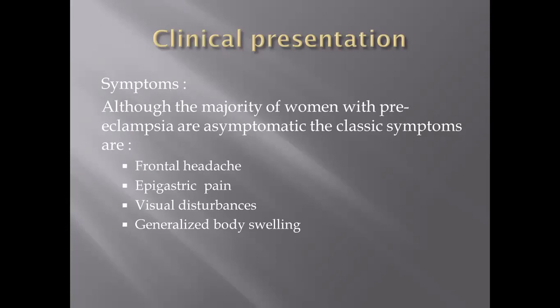Now, what is the clinical presentation of preeclampsia? First, what are the symptoms present in a patient with preeclampsia? Although the majority of women with preeclampsia are asymptomatic, the classic symptoms are a frontal headache, epigastric pain due to the changes in the liver, visual disturbances due to cerebral and papillary edema, and generalized body swelling.